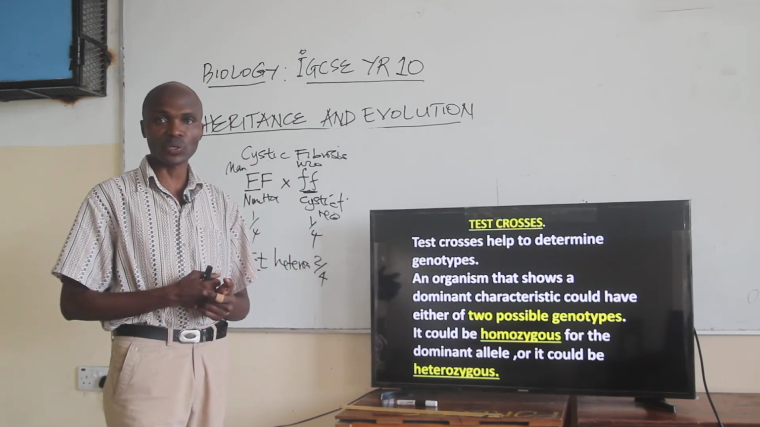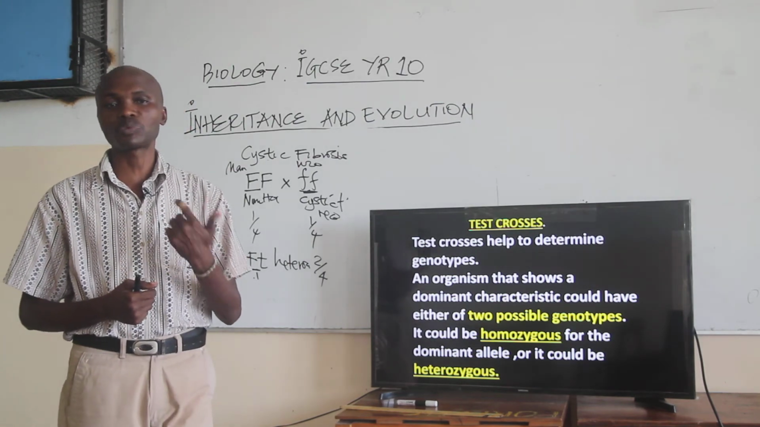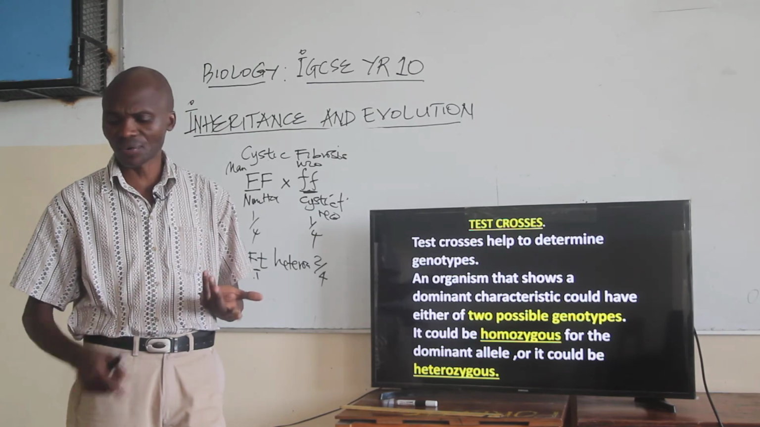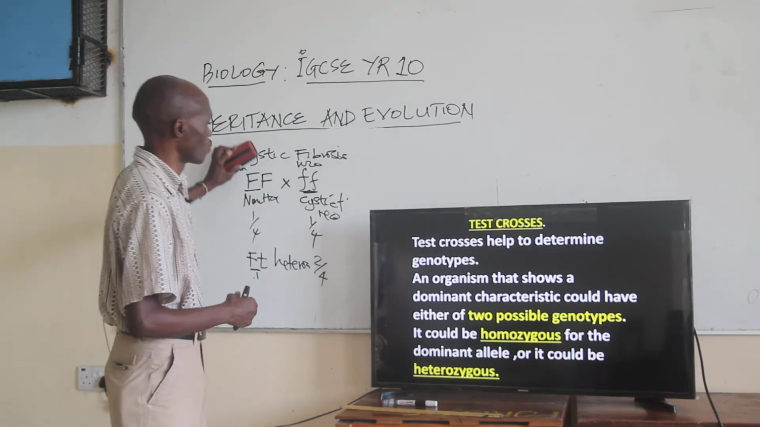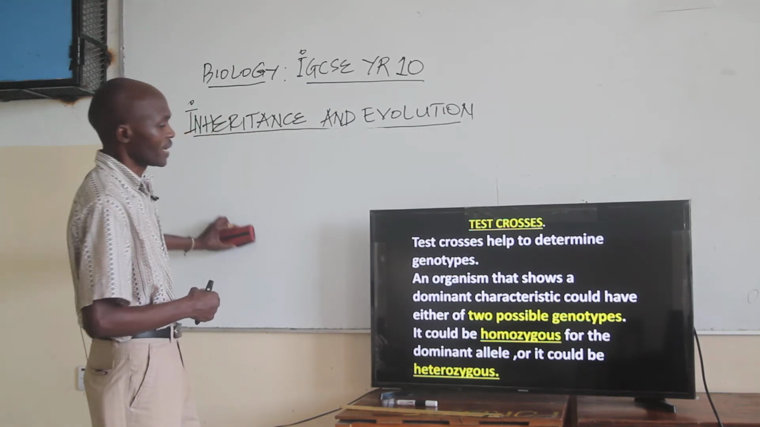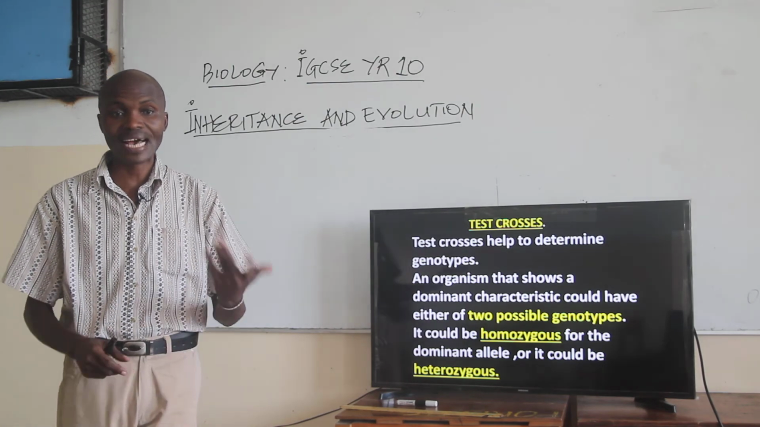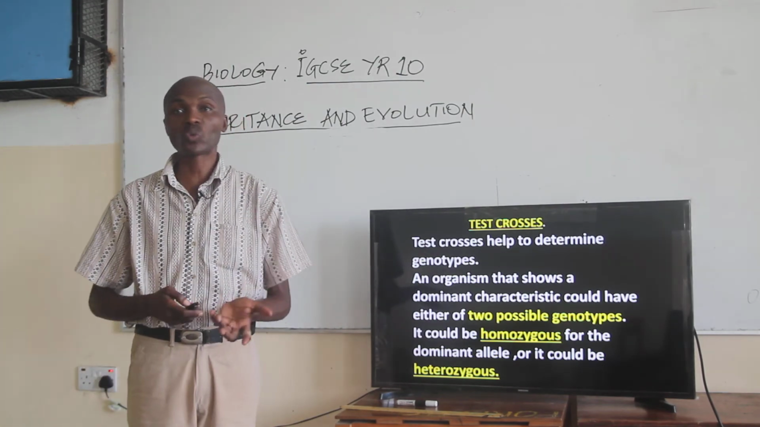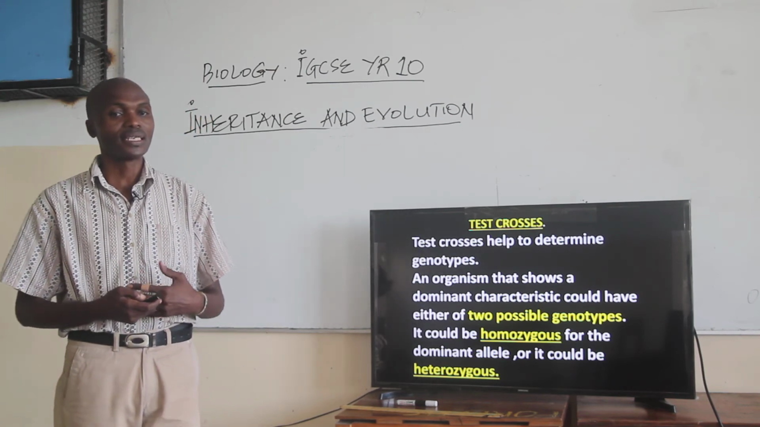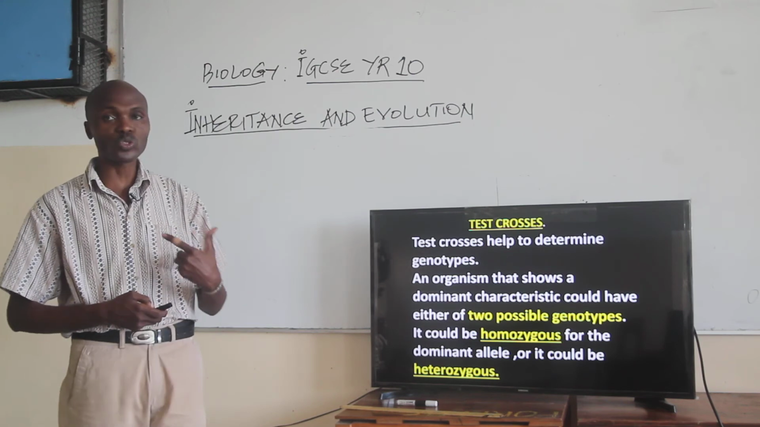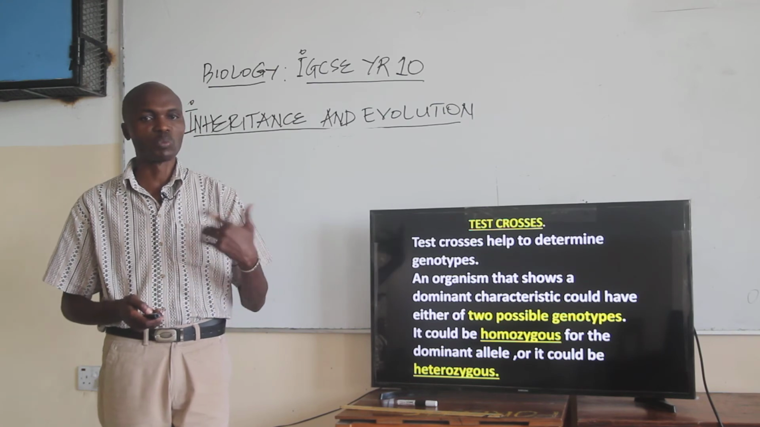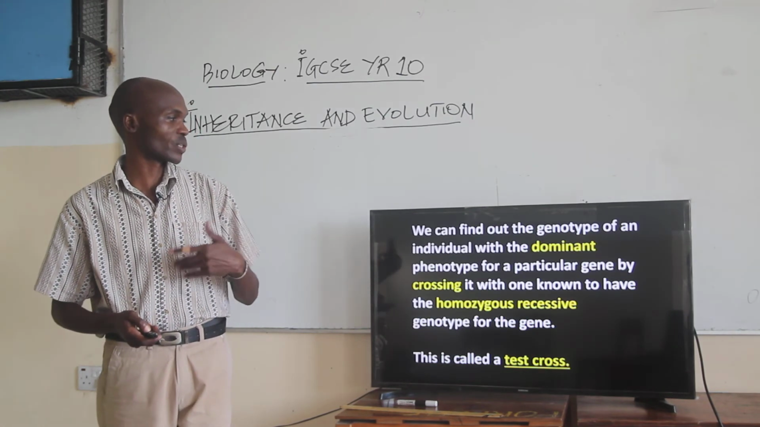Now we look at the test crosses. A test cross actually helps us to determine the genotypes. An organism that shows a dominant characteristic could have either of 2 genotypes. One, it could be homozygous for that particular dominant allele, or in other words, it could be heterozygous. So there are two possibilities here. You could have a homozygous case and a heterozygous case.